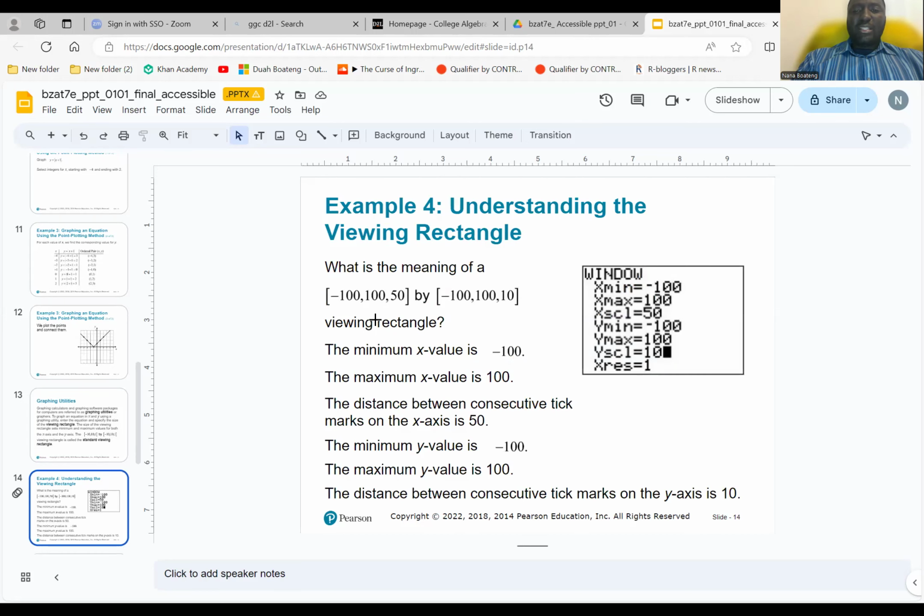Those are the standard viewing rectangles. All right, so if you have a TI calculator, before we plot any graphs, you have to make sure the settings are within the standard range from -10 to 10. So if they are not, you can specify by going to the window function of the TI-83 and doing this.